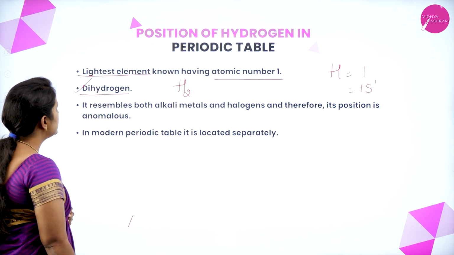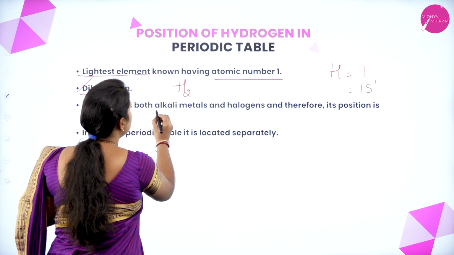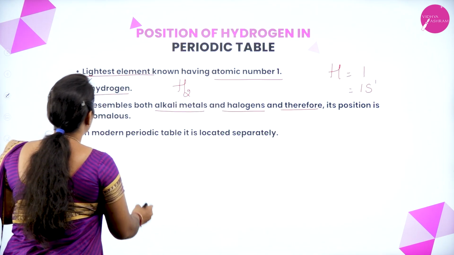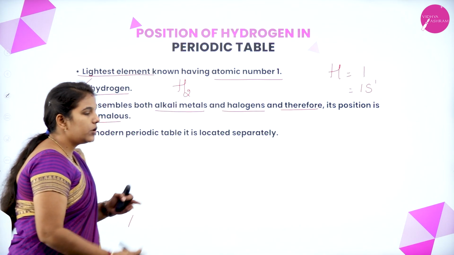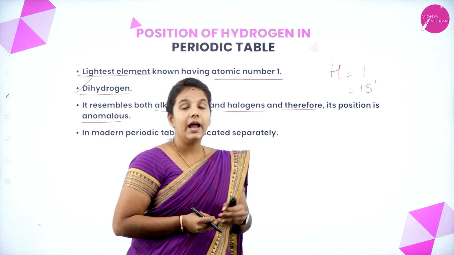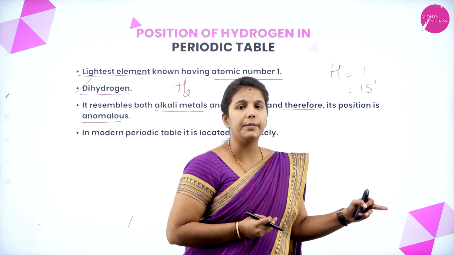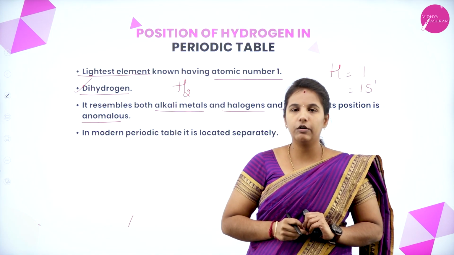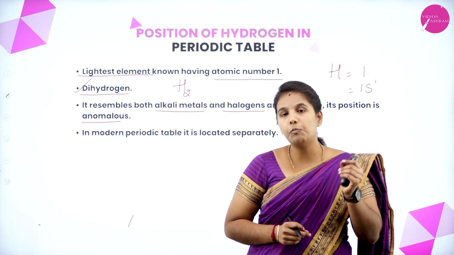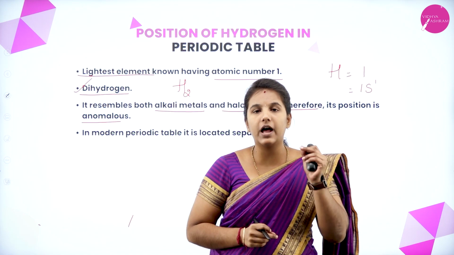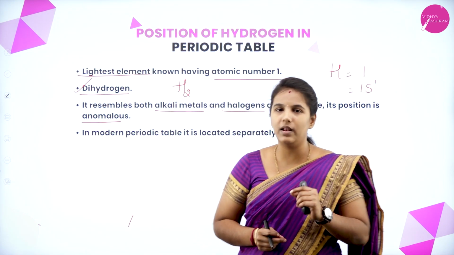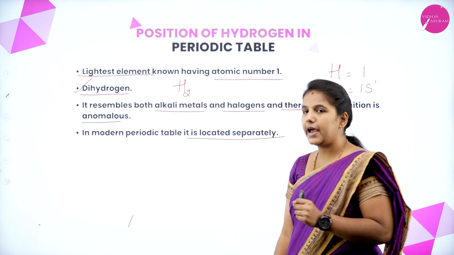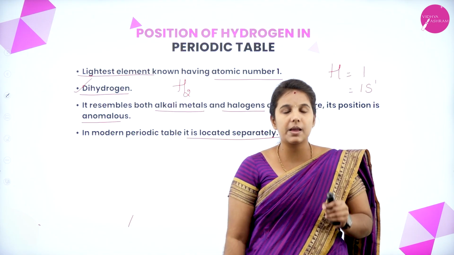Okay. It resembles both alkali metals and halogens, therefore its position is anomalous. When we look at hydrogen, it resembles the alkali metals but also resembles the halogens. That is why the position of hydrogen in the periodic table is anomalous. And in the modern periodic table, it has been located separately.